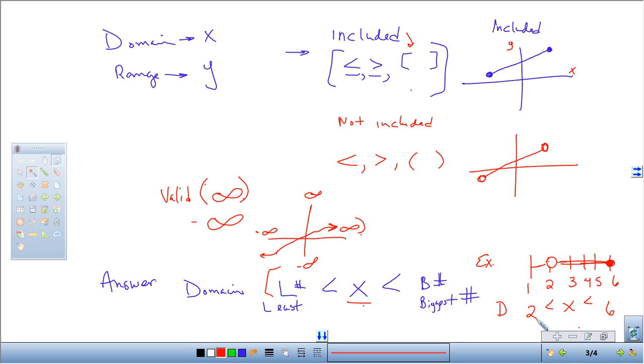Now, look at this real quick. This one now, is it included? No, it's not, so it stays like that. Is this side included? So we put an equal sign. And there's your domain. Sorry, there's your domain. I haven't asked about range yet.